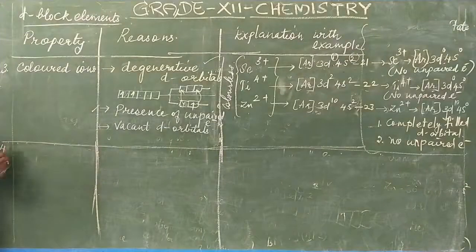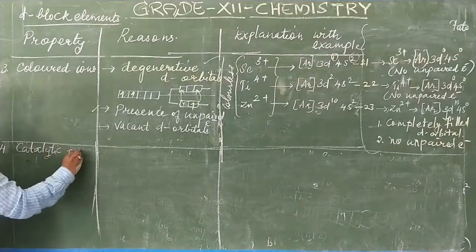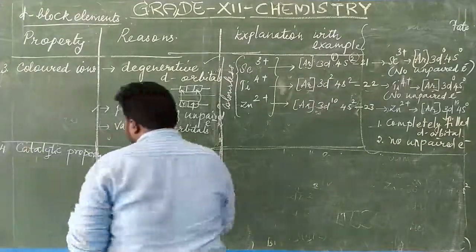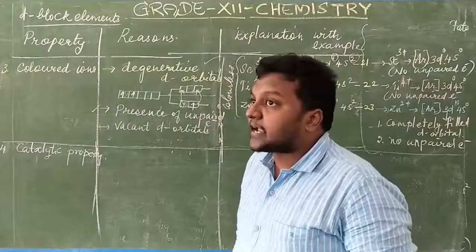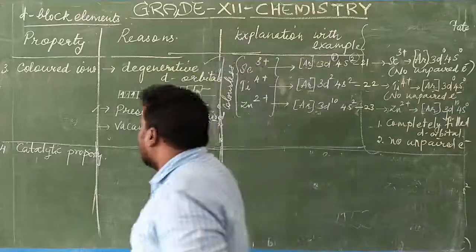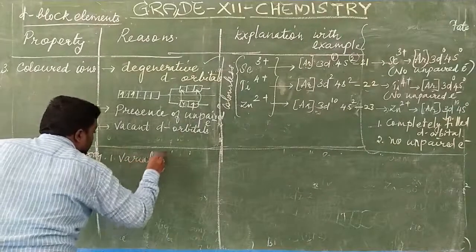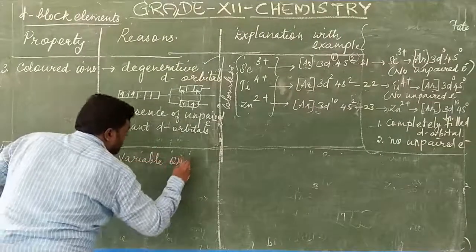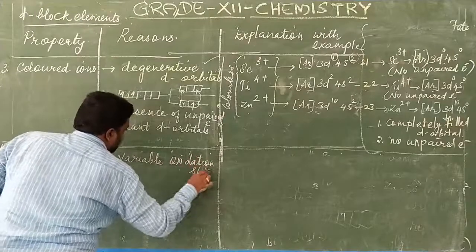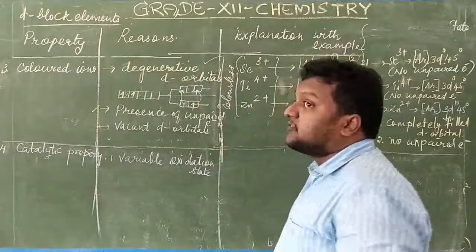Now the property is the catalytic property. What is this catalytic property? Why do d block elements possess a catalytic property? D block elements possess this characteristic property because, the first point, is due to their variable oxidation state. That's a tendency of forming variable oxidation states.